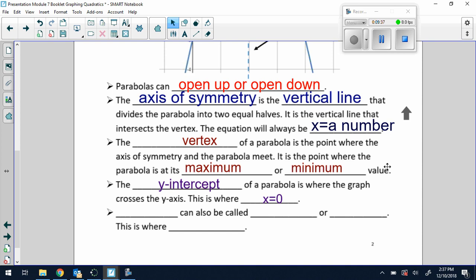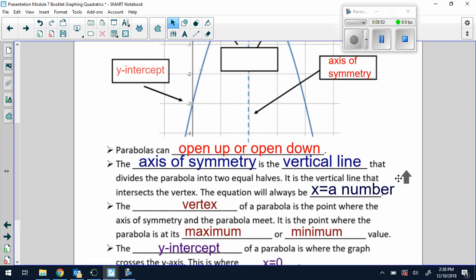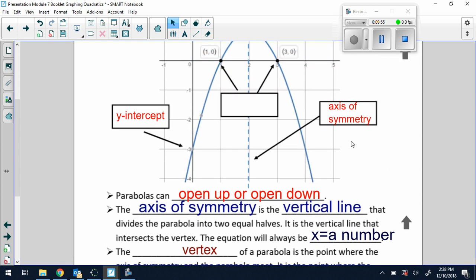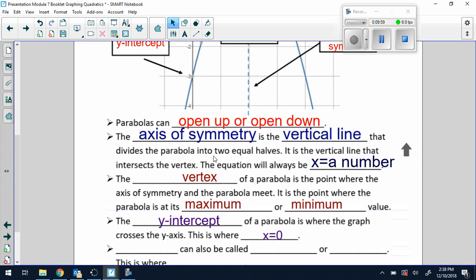The y-intercept is where the graph crosses the y-axis. This is where x equals 0. Notice that this one is the same as our y-intercept if it were a linear equation. To find your y-intercept, no matter what, you always let x equal 0. In this case, our y-intercept is right there.